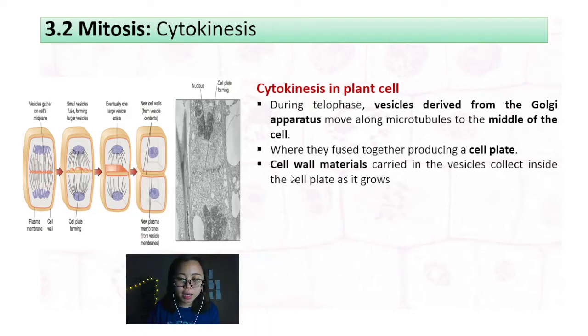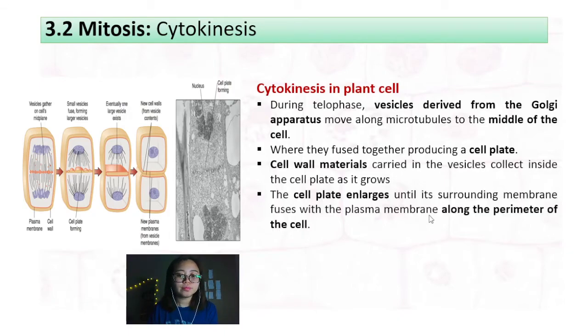So ayat ketiga ini dia bagi tahu kamu dalam vesicle itu mengandungi bahan-bahan untuk membentuk plant cell wall. So cellulose and whatever else is involved. Dia akan terkumpul dalam cell plate. The cell plate enlarges until its surrounding membrane fuses with the plasma membrane along the perimeter of the cell.